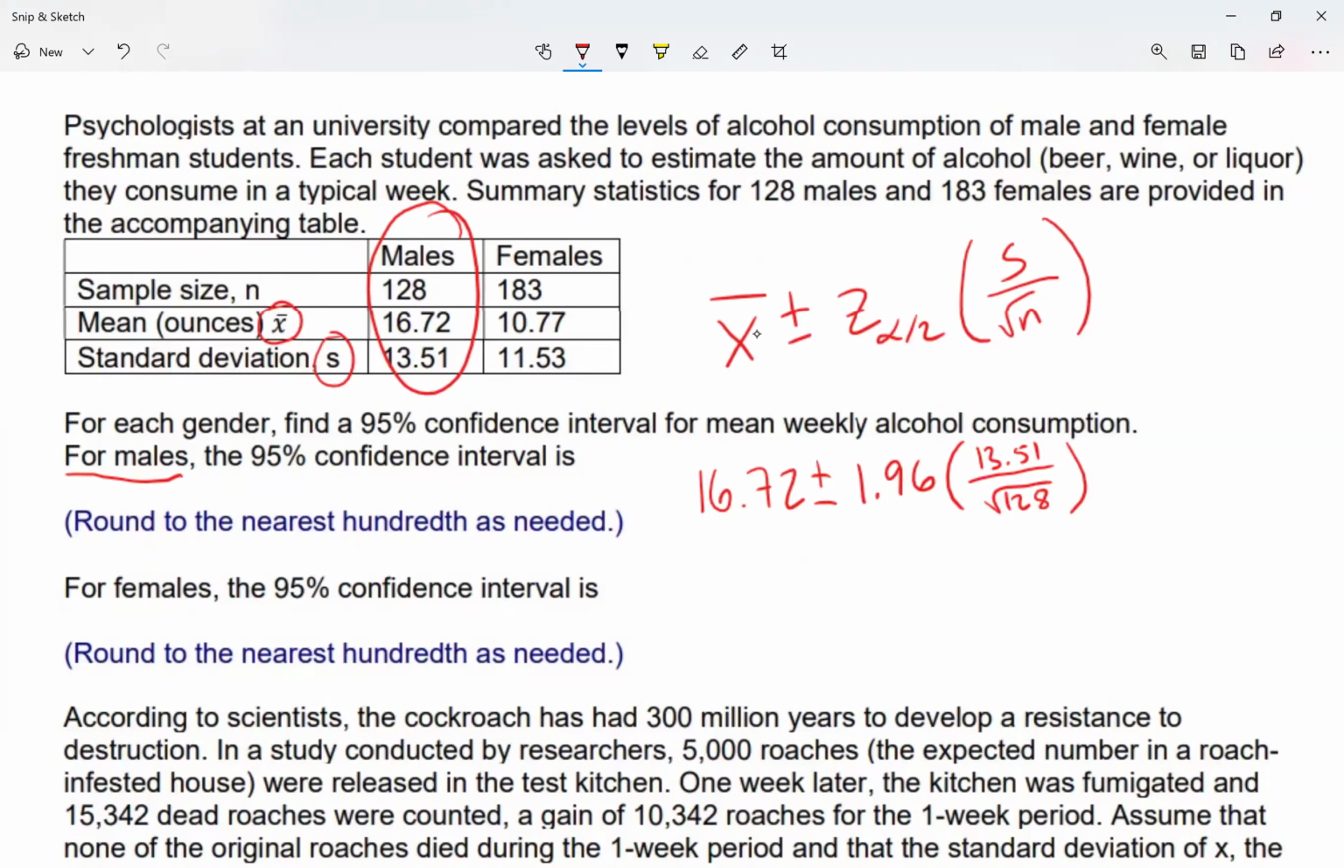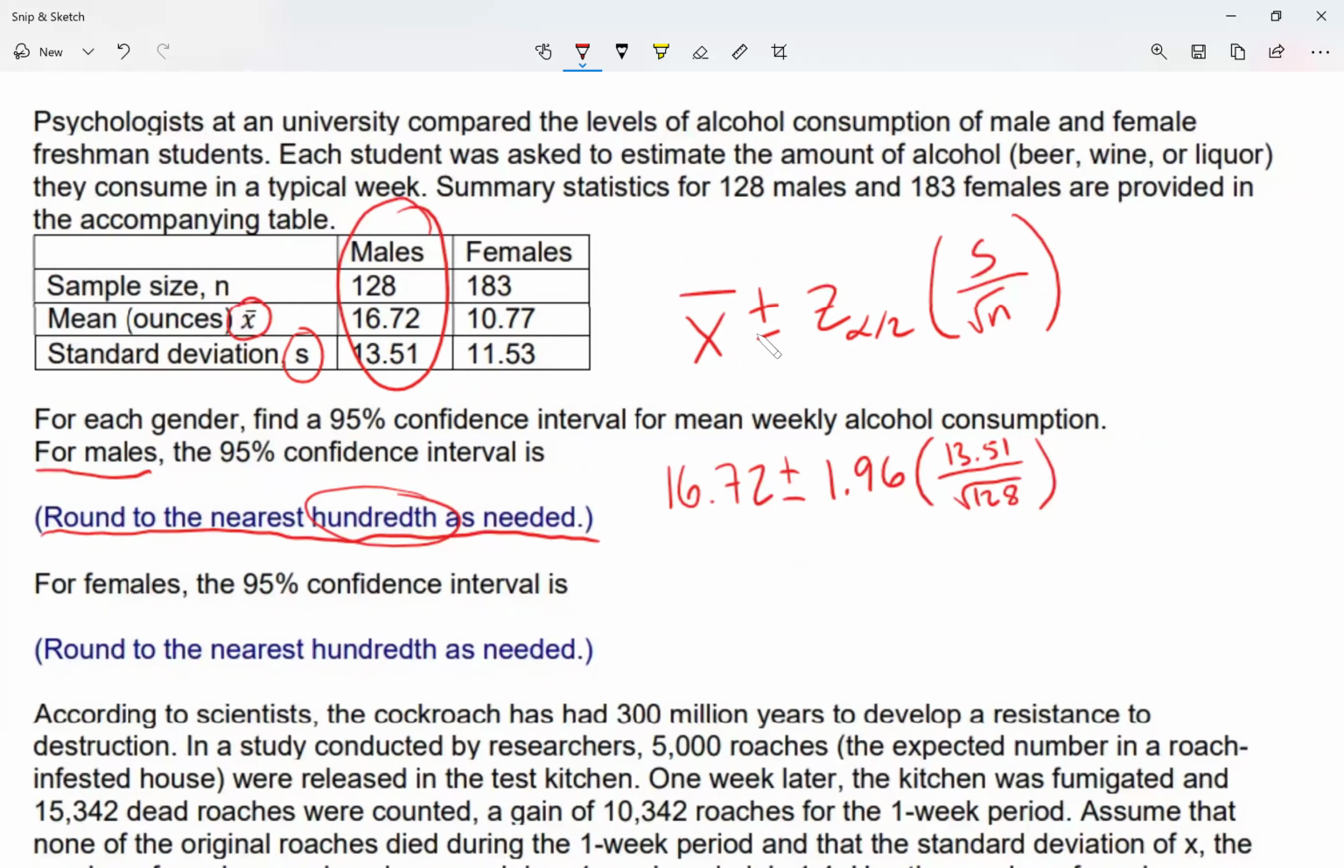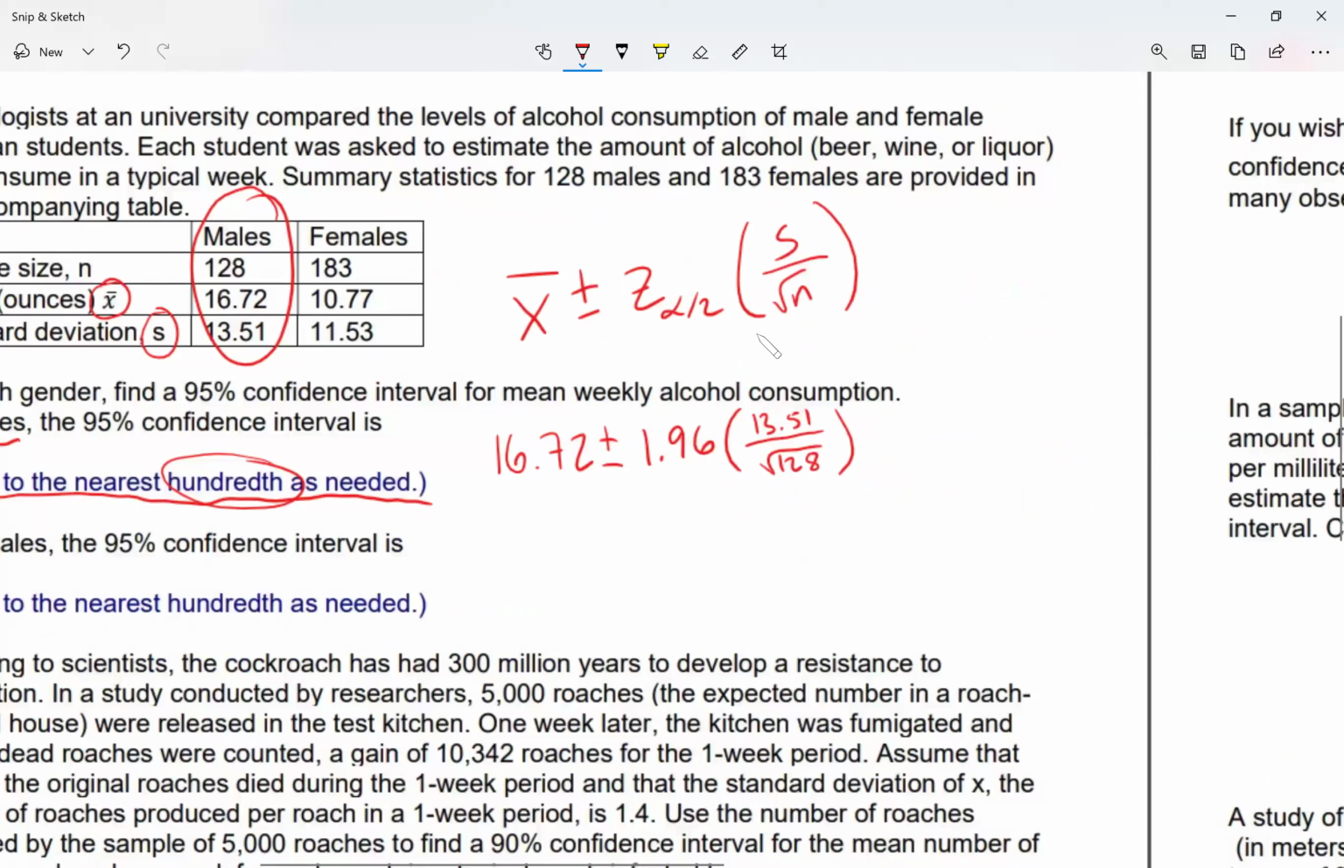And then I also see here, round to the nearest hundredth as necessary. Looking at the word hundredth, it sounds like the number 100. It ends in TH, so I know it's a decimal. The number 100 is a number with 2 zeros, so that means my answer should have 2 decimal places. All right, so I'm going to use my calculator. In this case, I'm going to round my answer to 2 decimal places. So 16.72 minus 1.96 times 13.51 divided by the square root of 128.